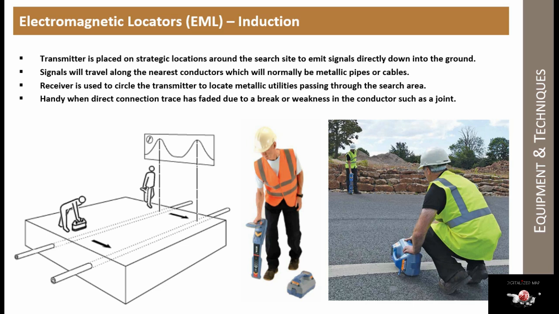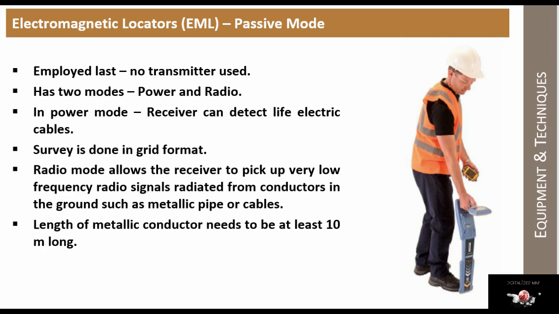Handy when direct connection trace has faded due to a break or weakness in the conductor, such as a joint. Electromagnetic locators, EML, passive mode. Employed last, no transmitter used. Has two modes, power and radio. In power mode, receiver can detect live electric cables.